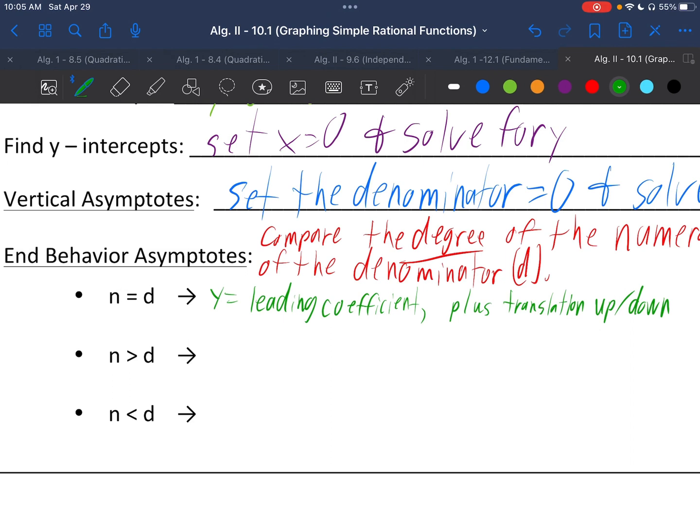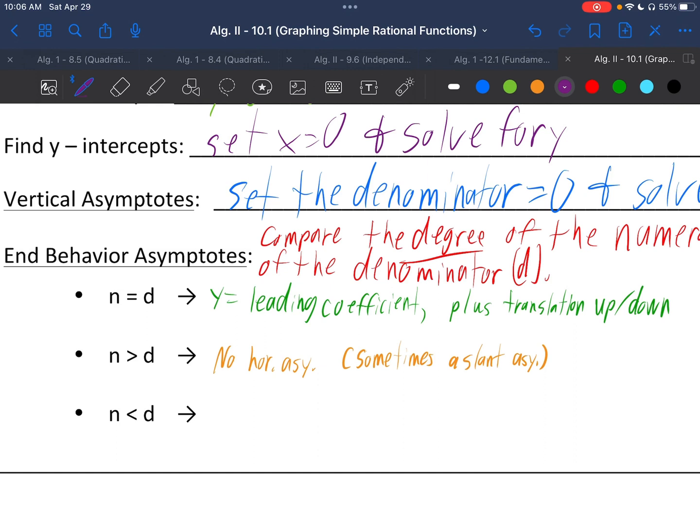When the degree of the numerator is greater than the degree of the denominator, there is no horizontal asymptote. Instead, there is sometimes a slant asymptote. We won't get into when there's a slant, what that looks like in Algebra 2. We won't concern ourselves with that. That'll be more of a pre-calculus, college algebra endeavor.